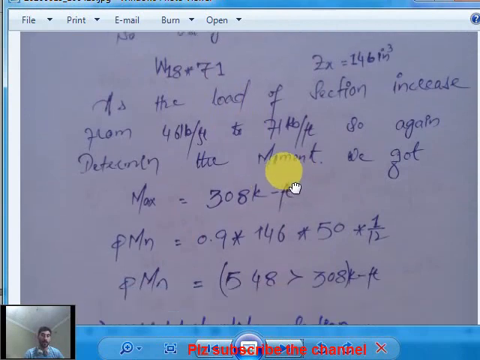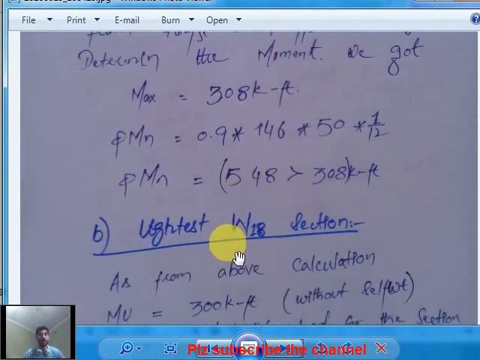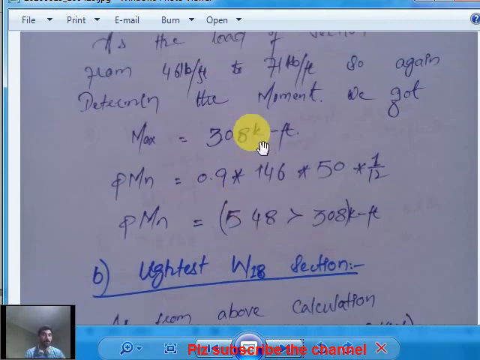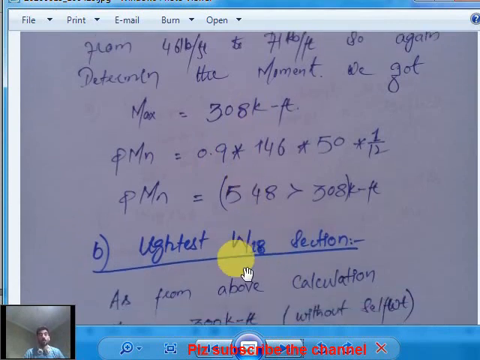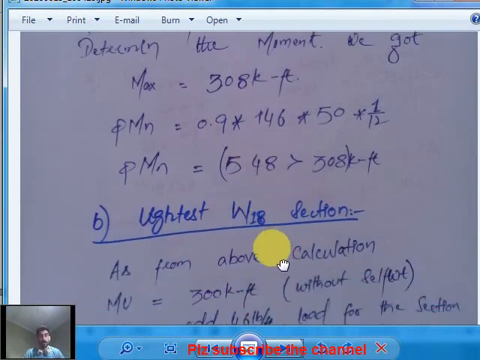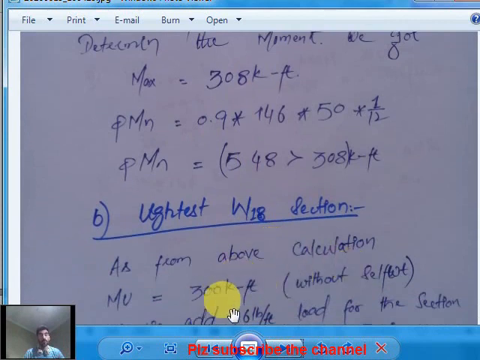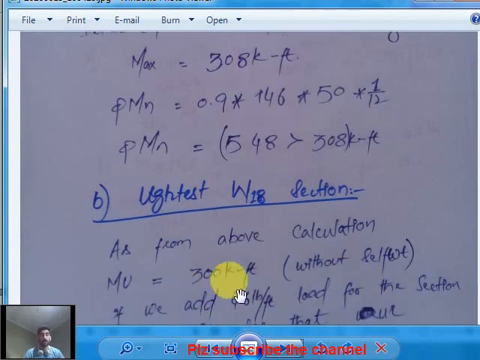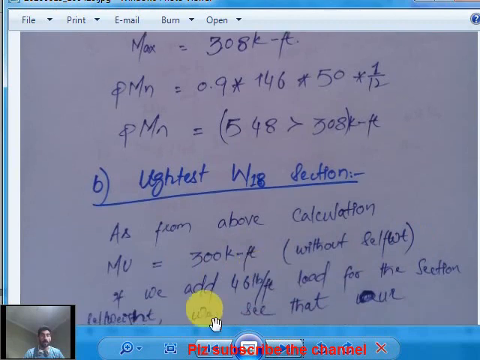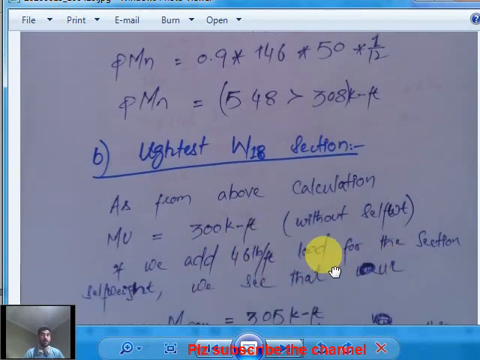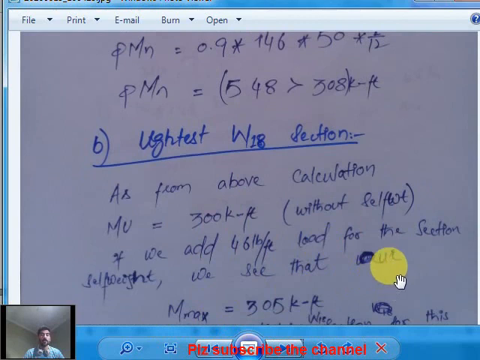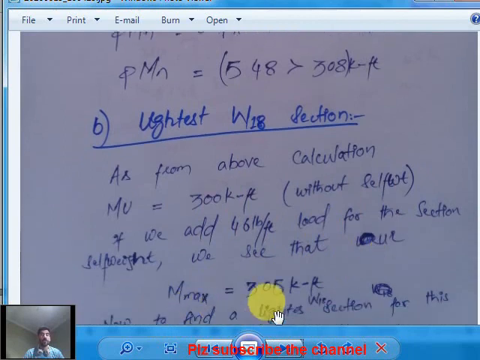Now the next part is that we have to choose the lightest W18 section, okay. So with a W18 section, remember, at the first attempt it is difficult to select such a section. You have to make 2 to 3 trials, clear. Now the lightest W18 section, we need it. As from the above calculation, Mu is 300 kip feet without self weight. We did this calculation, okay. Our moment is this much without self-weight. If we add 46 pound per feet load for the section self-weight, we see that our moment comes out to be 305 kip feet. You already saw this calculation.